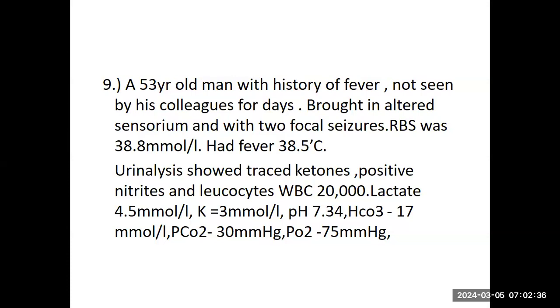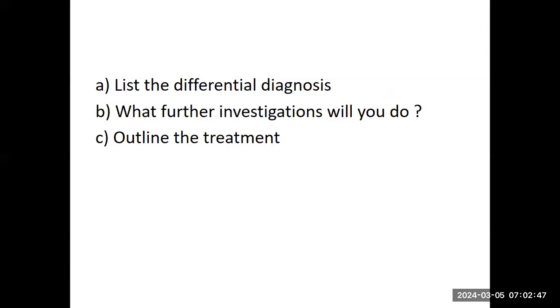The pH was 7.34, bicarbonate 17, and then PCO2 30 and PO2 75 millimeters of mercury. The question says, A, list the differential diagnosis. B, what further investigation will you do? C, outline the treatment.